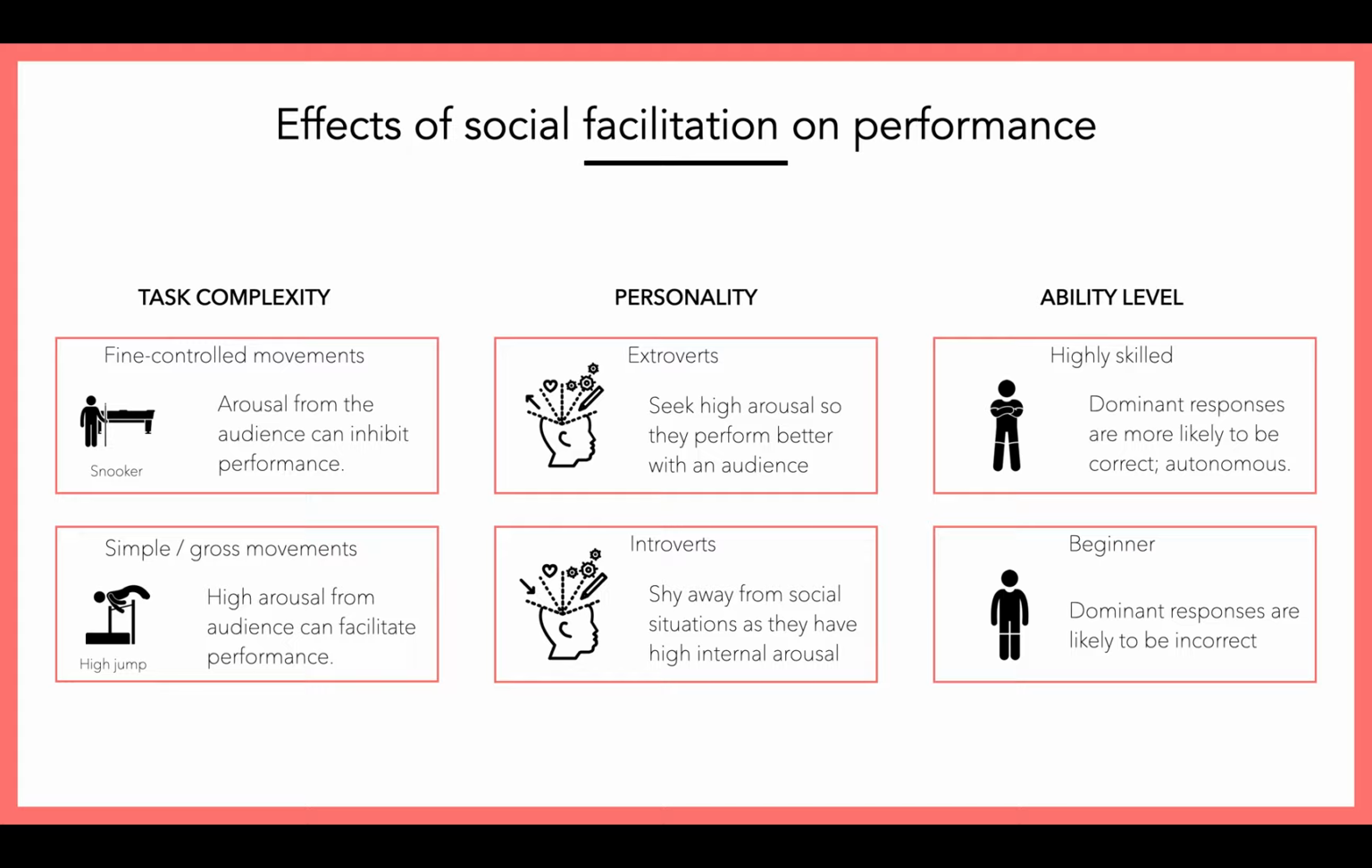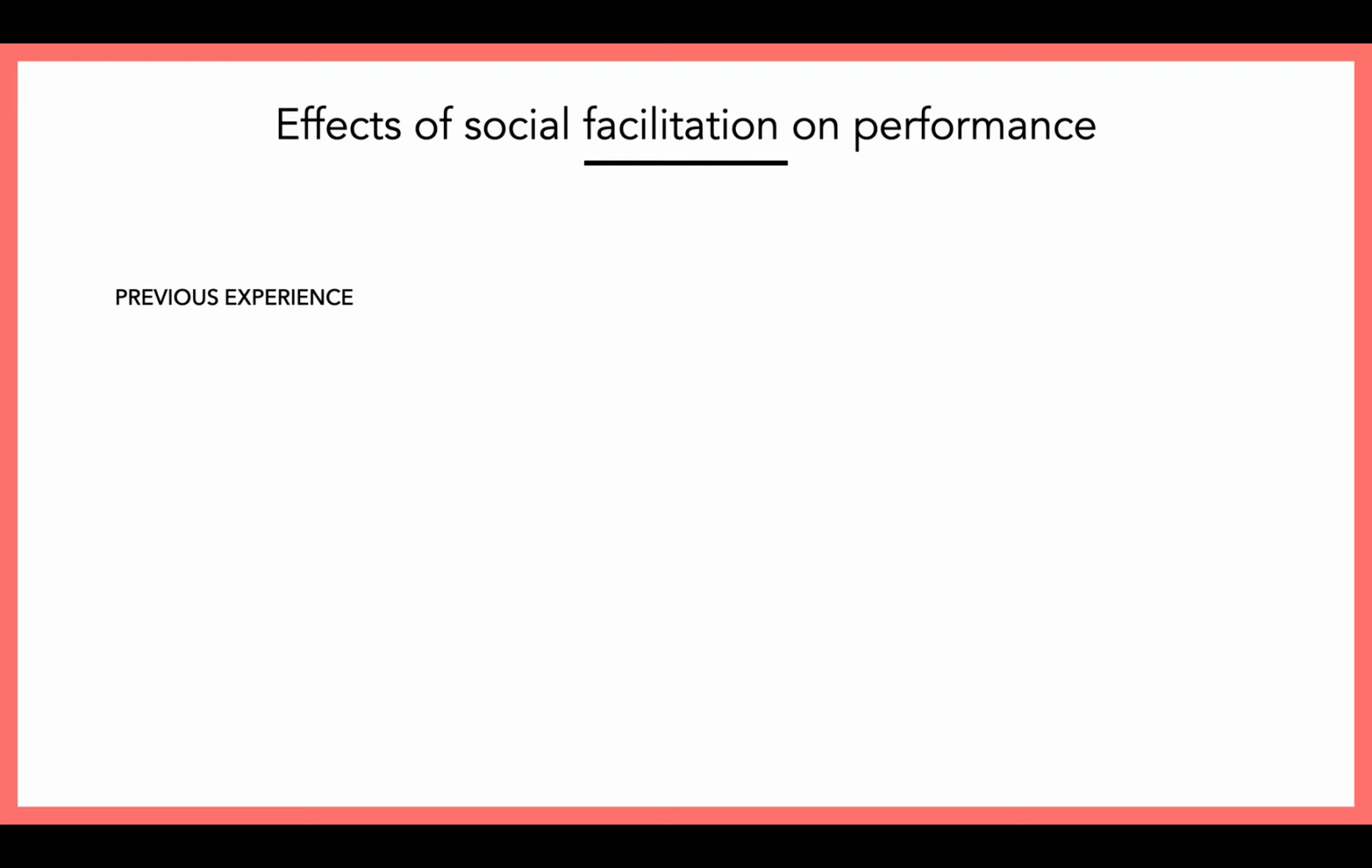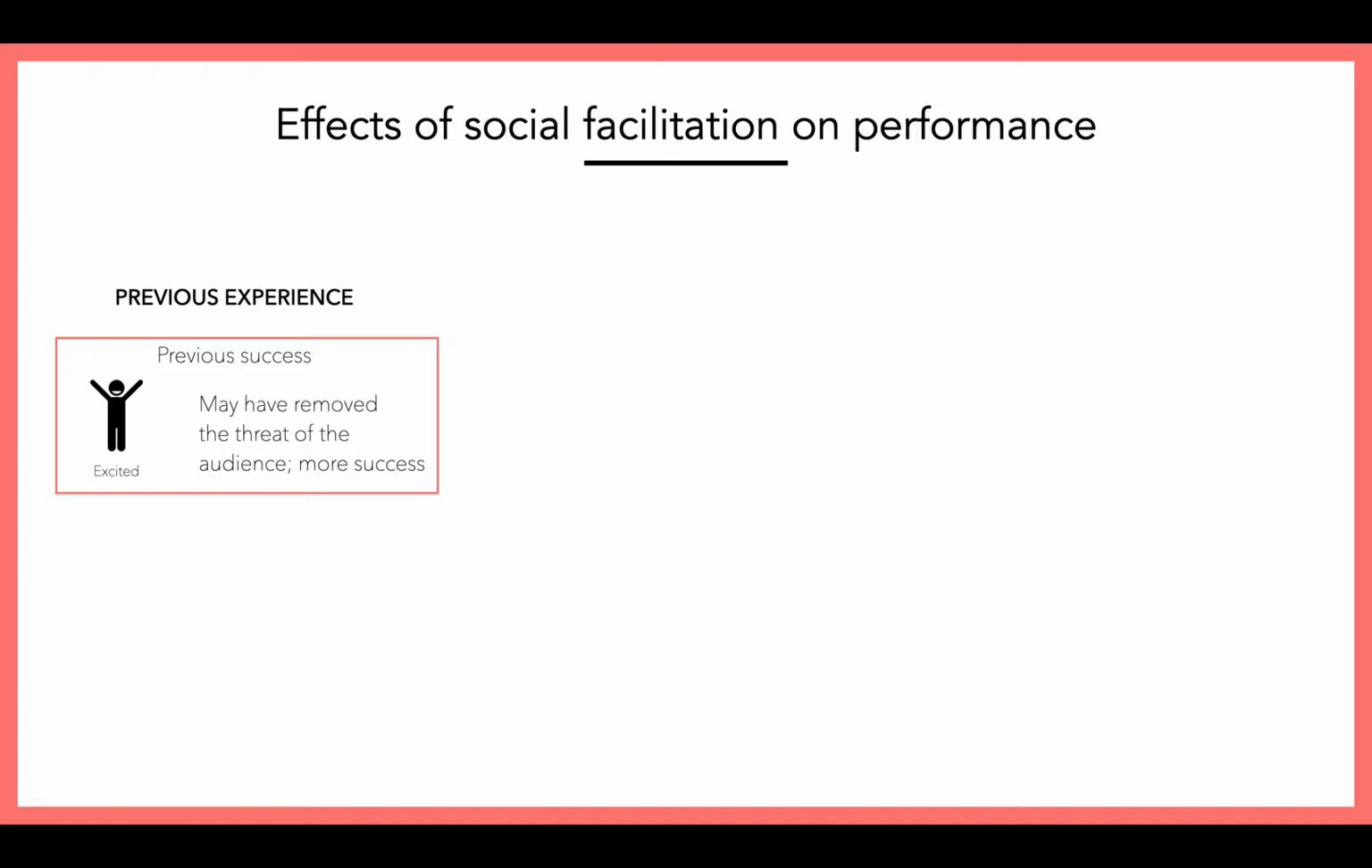Previous experience can mean two things. Let's start with this one. Previous success. If you've won in front of a crowd before, you're not going to be bothered about doing it again. You might actually be quite excited about it. I enjoyed that. I loved it. You're more likely to do it again. Previous failure. If you failed in front of a crowd before and you felt like you wanted the ground to swallow you up, you might not have enjoyed it, and if you're going to have to do it again, you may expect to fail again. You'll have anxiety about performing in front of the crowd.